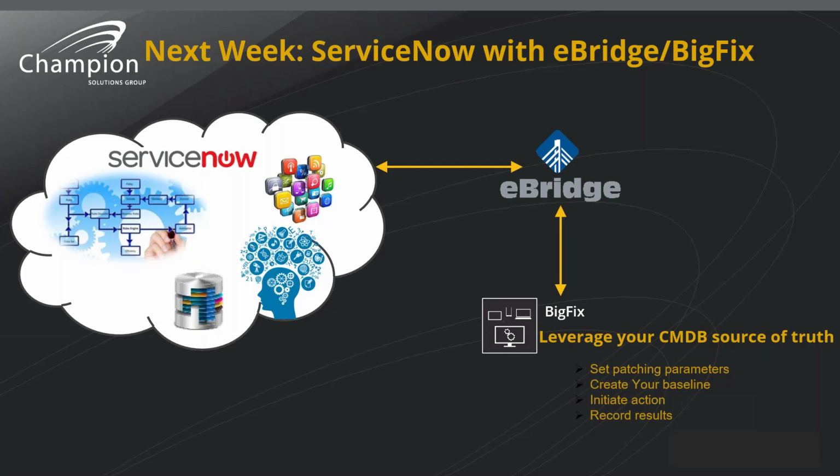So again, we're trying to remove human error out of the equation. And as that baseline runs, we'll have eBridge pick up some of the results from that baseline run and report it back to the ServiceNow ticket. So again, we're kind of closing that loop with some automation here. So hopefully what we talked about made sense today.